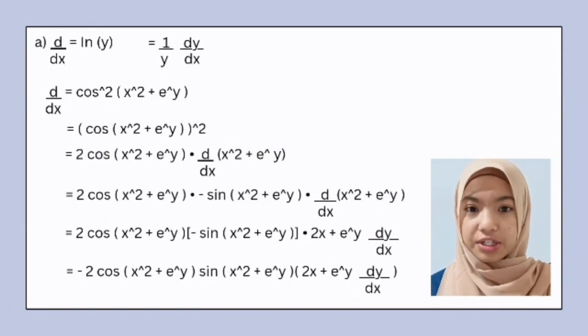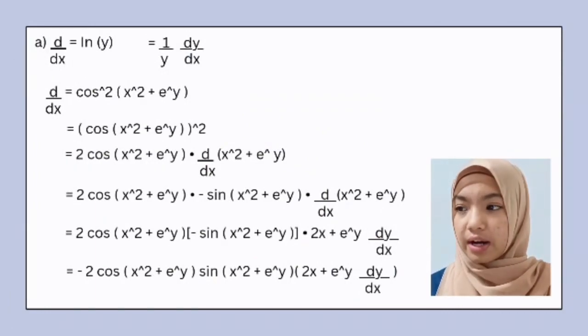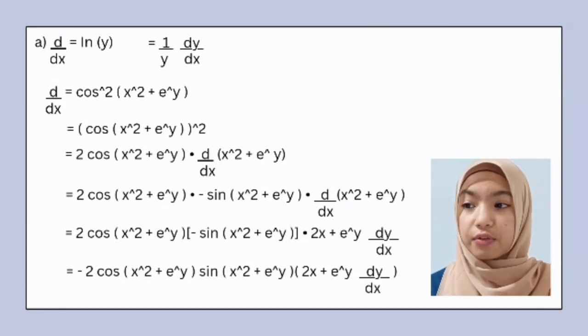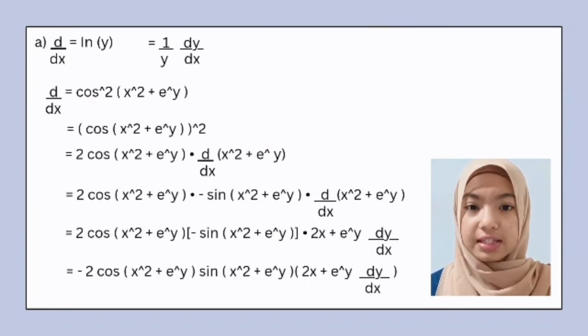For the next part is question number 3. It says we are given ln y plus cos squared bracket x squared plus e to the power y equals 2xy. So we have to find dy over dx using implicit differentiation.